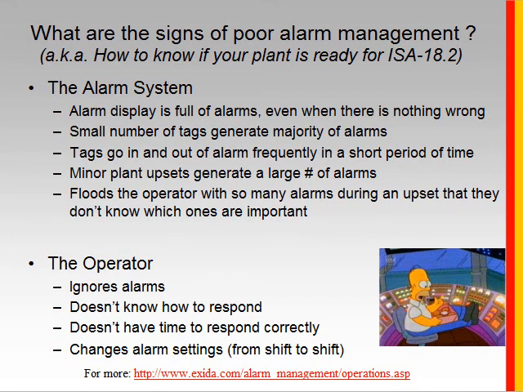One of the most common is when you walk in a control room and you see that the operator is sitting there, as we show in this picture, with his feet up on the console, maybe or maybe not eating donuts, with alarms displayed on the console and nothing going wrong, nothing being done. So the idea that you have alarms displayed even when there is nothing wrong in the plant is a warning sign. Another warning sign is that you have a small number of points or tags that generate the majority of your alarms. And this may be because they go in and out of alarm frequently in a short period of time, nuisance alarms or chattering alarms.